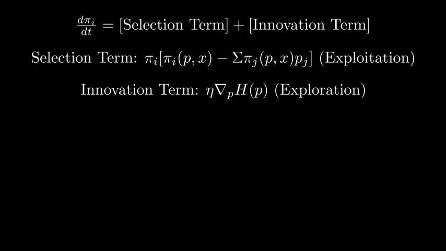So the evolution of financial strategies is a delicate dance between exploiting what works now and exploring what might work in the future. This equation provides a powerful mathematical framework for modeling that dynamic balance. Today, we have successfully broken down the Darwinian selection equation. We now understand how it models the evolution of financial strategies through a balance of performance-based selection and random innovation.